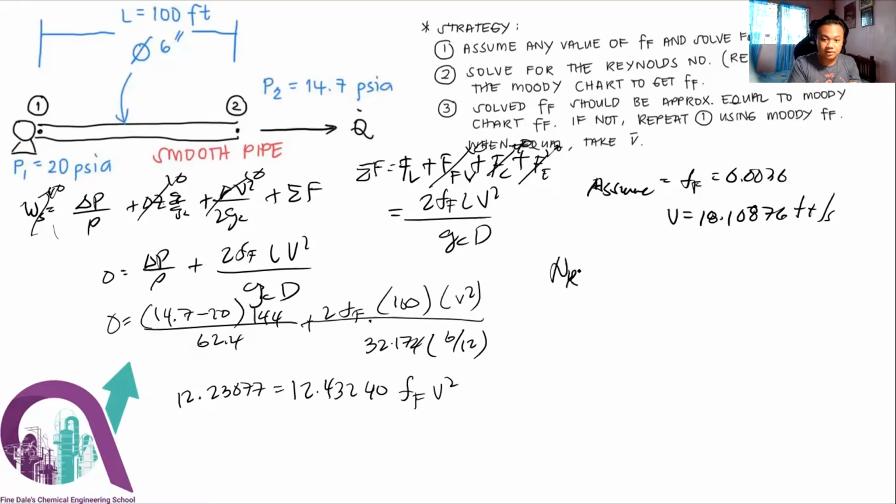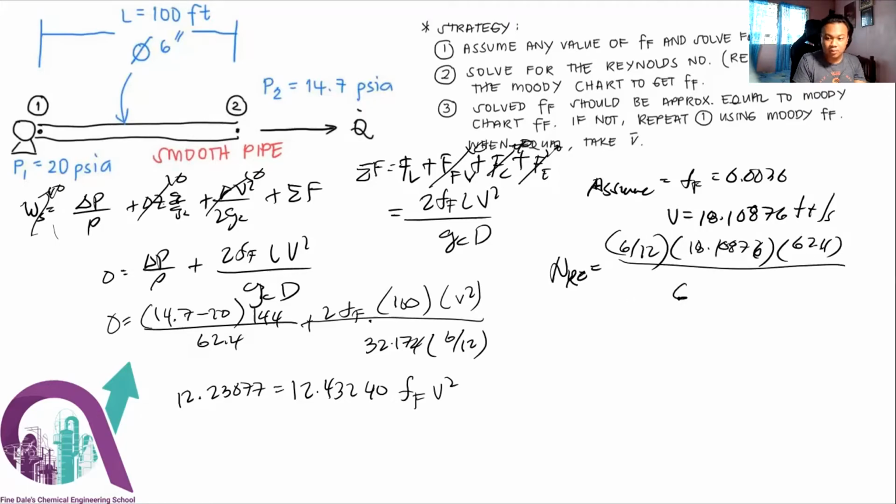Next, solve for the Reynolds number. You have the diameter, 6/12, velocity 18.10876, then the density is 62.4, then 1 cP, so just assume 1 cP viscosity, and then you will get 8.407 times 10 to the 5th for the Reynolds number. From the Moody chart, if you plot this, you will get f close to 0.03.